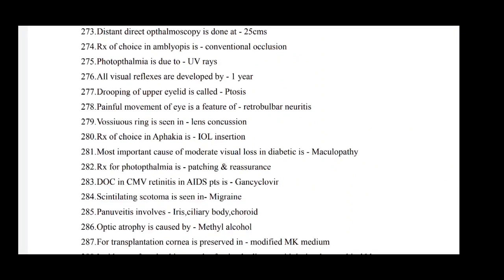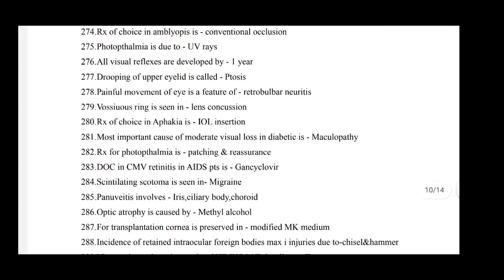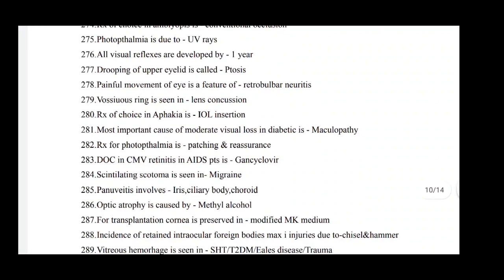Most important cause of moderate visual loss in diabetics is maculopathy. Treatment for photophthalmia is patching and reassurance. Drug of choice in CMV retinitis in AIDS patients is acyclovir. Scintillating scotoma is seen in migraine. Panuveitis involves iris, ciliary body, choroid. Optic atrophy is caused by methyl alcohol.